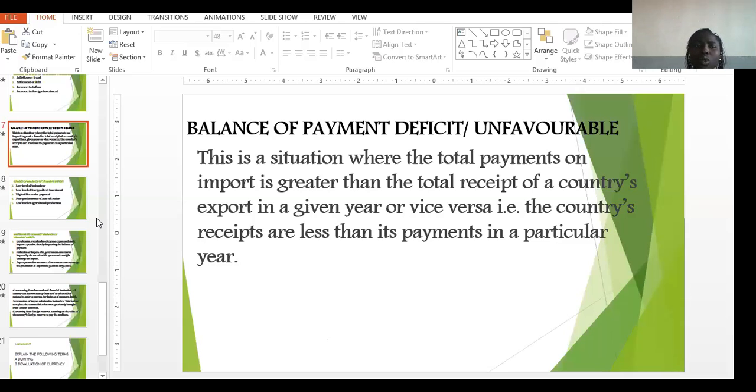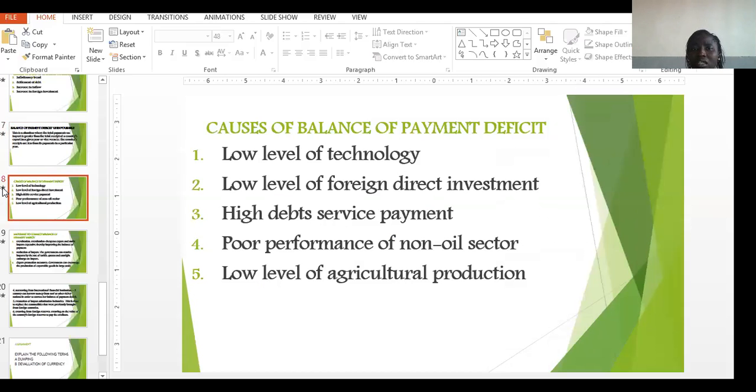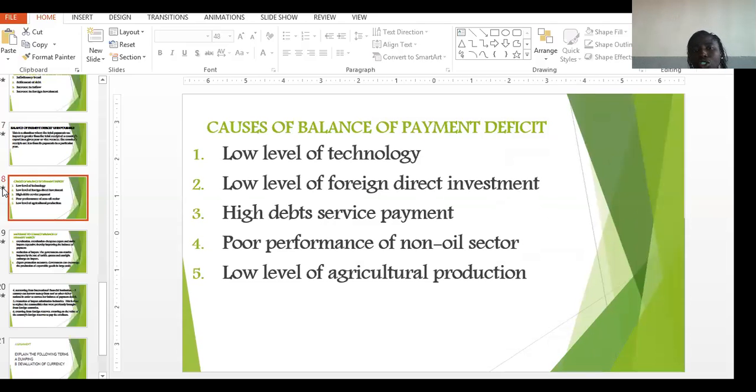Well, let's quickly look at the causes of this balance of payment deficit. What are the things that give birth to this balance of payment deficit? Low level of technology. If you have sophisticated technology, something that takes you 1 day may not take you more than 5 minutes.